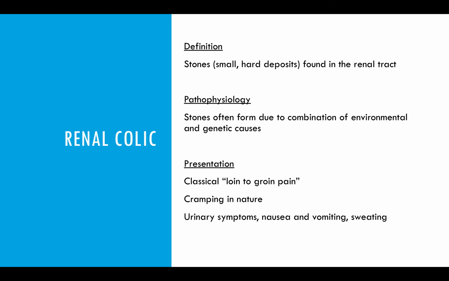People may get urinary symptoms, so burning, stinging, frequency. They may have blood in their urine. They'll often have nausea and vomiting and sweating. These things often do come and go because it's a colic. So you might give them some morphine and some antiemetics and then they'll feel really good. They still need to go to hospital.